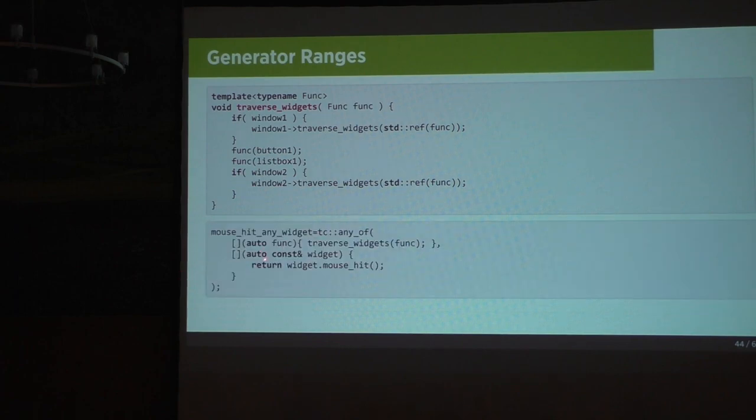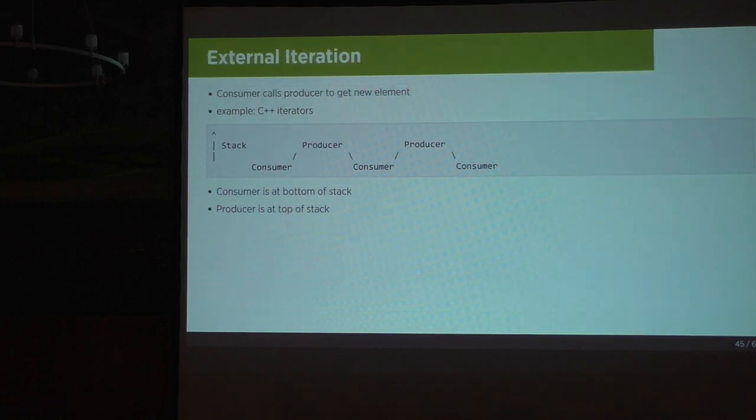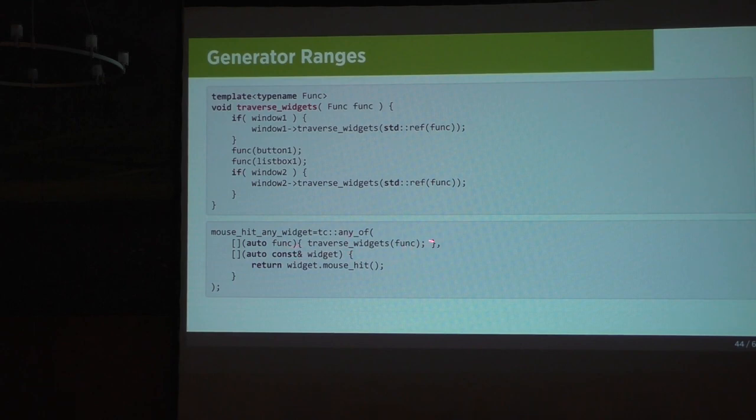So here's how it would look if you do that. You have, say, an anyOf, which is a regular range algorithm, and you're plugging in your traverse widgets, which right now takes a functor. So the thing that we actually decided is that anything that takes a visitor functor, so a functor that is called with the elements, we will allow as a range. This can be treated as a range. So this is the range in this case, and this is the predicate of the anyOf. It gets a widget, and it returns whether the mouse hit the widget. Now, it's pretty easy to imagine how this is implemented, right?